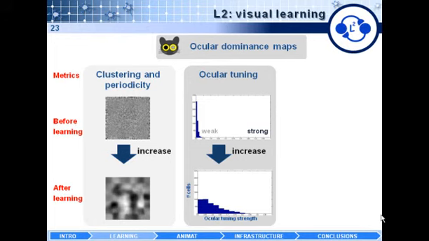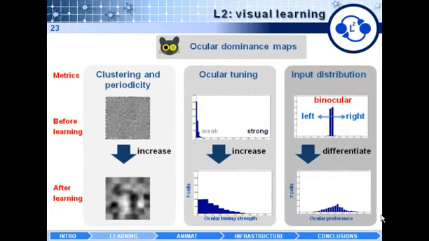In terms of ocular dominance maps, we observe again an increase in clustering and periodicity as a function of learning. Ocular tuning: if we start from a situation in which most of the cells have a weak preference for one particular eye, as a consequence of learning, we have a wider distribution, so some of the cells tend to become strongly responsive to a particular eye input. And also input distribution: if we start from cells that are initially binocular prior to learning, as a consequence of learning, we still have some of the cells which respond to both eyes, but they also tend to respond to one particular eye.